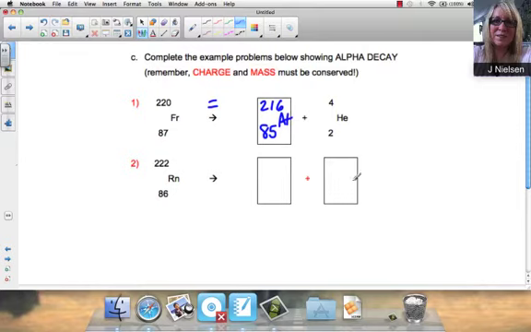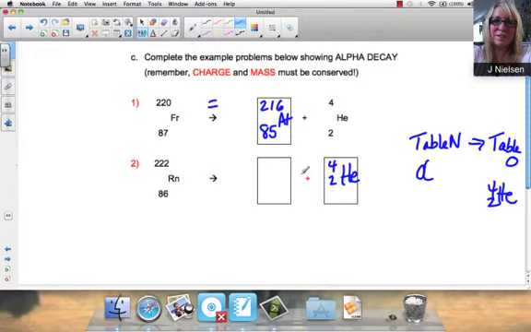Okay. The second one is also alpha decay because they're telling us, but if they didn't tell us, we would go to table N and we would find Rn 222, and we would see that the decay mode listed is alpha. Now they list it as just the symbol alpha in table N. So then what you could do is go to table O and see that it was 4 2 He, and then you would write that in here.